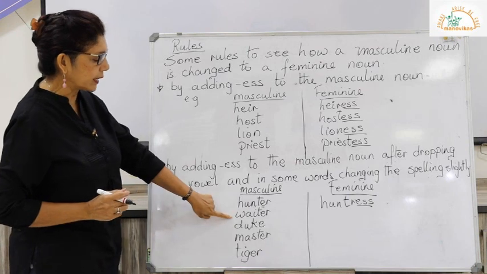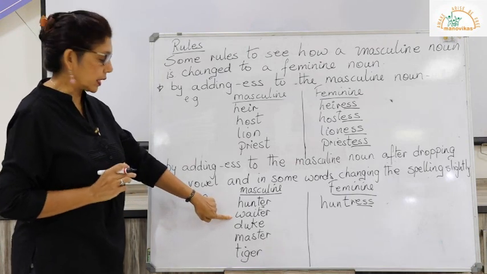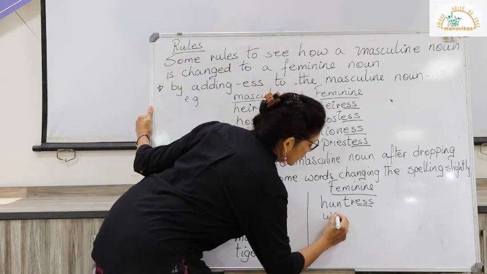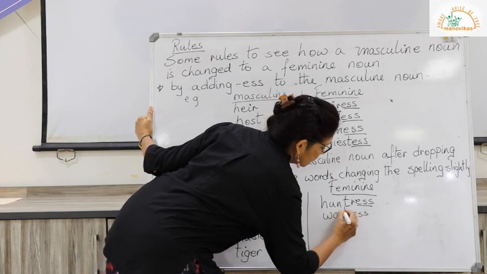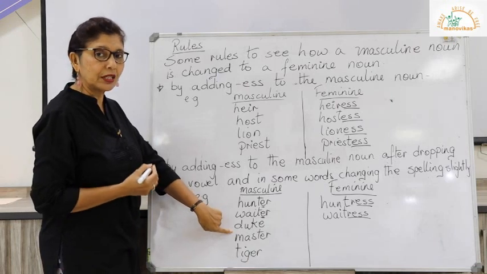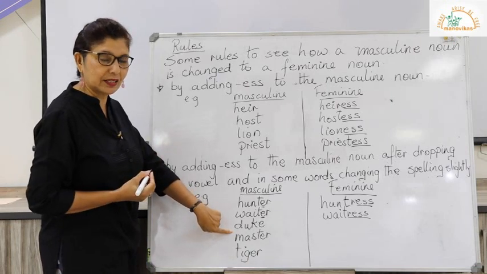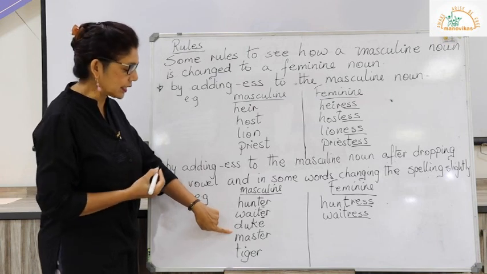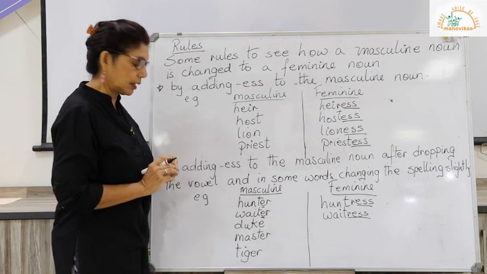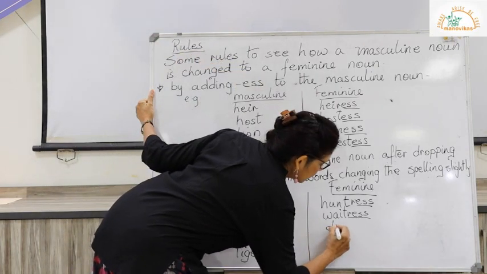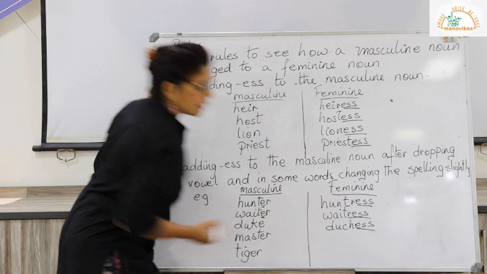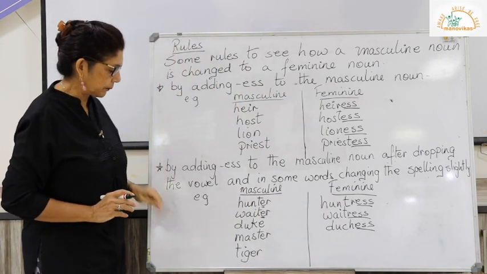Let's see the second one. Waiter. Waiter becomes waitress. Again you are dropping the E. Now here is duke. See what happens to duke. Duke becomes duchess. So in this case you are adding ESS but the spelling changes a bit. You are also adding a C here.